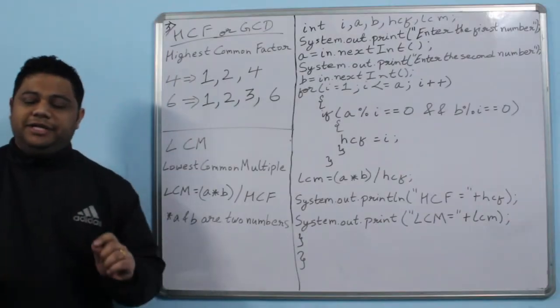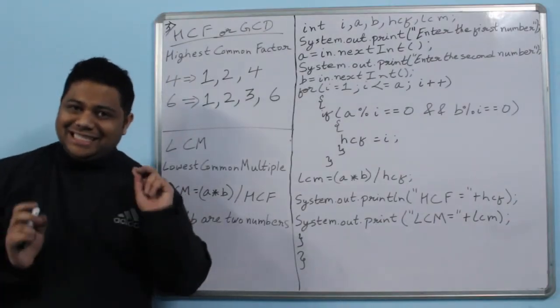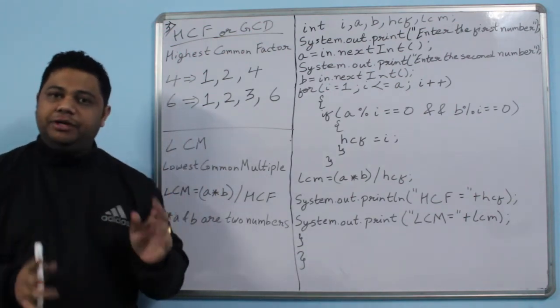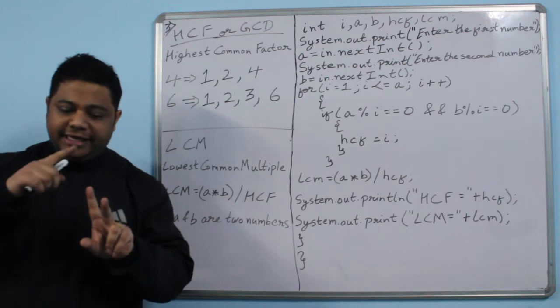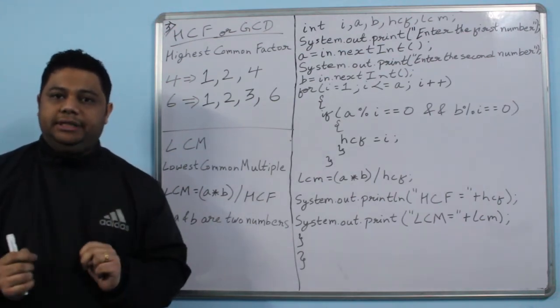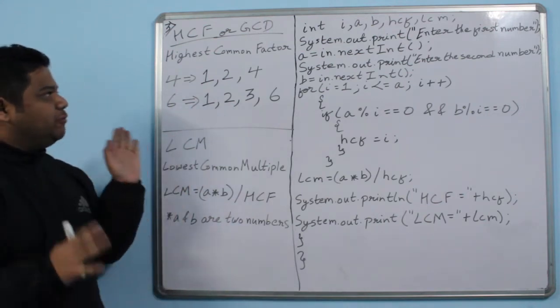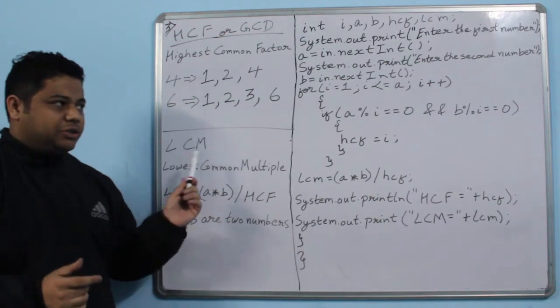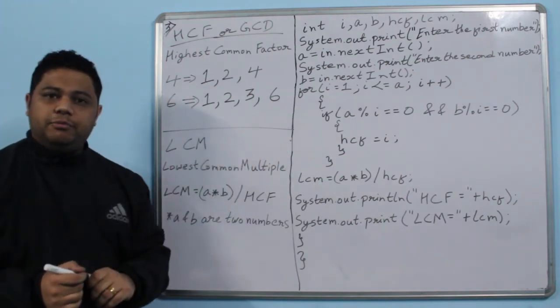The third program today is HCF, which is also known as GCD, and LCM. So in one program we are going to do two things. We are going to find the HCF as well as the LCM of two numbers. So before that, let us understand what HCF and LCM are. Most of you already know it, but even then I want to explain so that it's easy when we are working out the program.